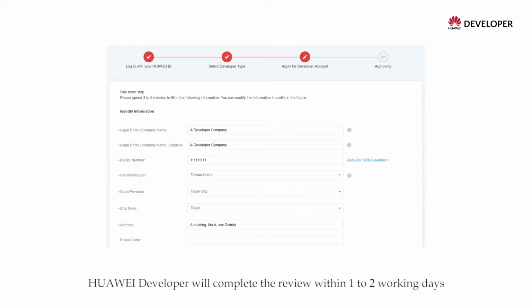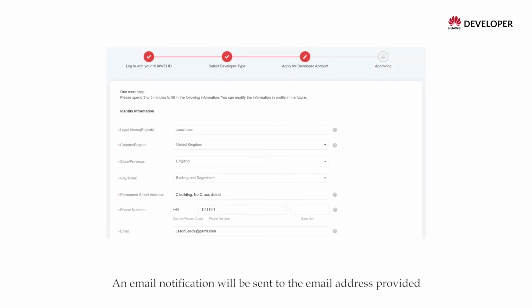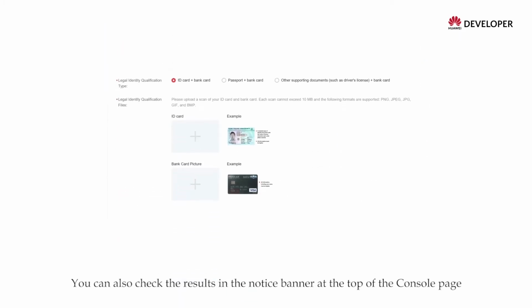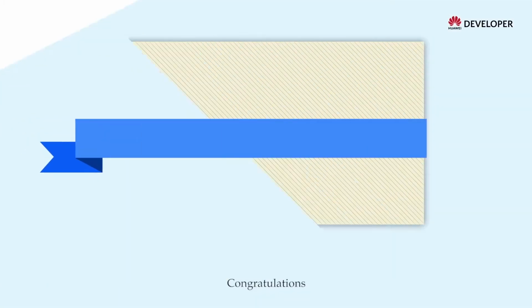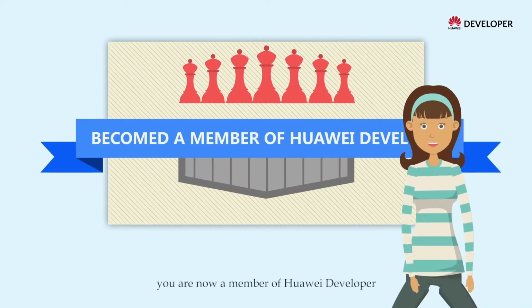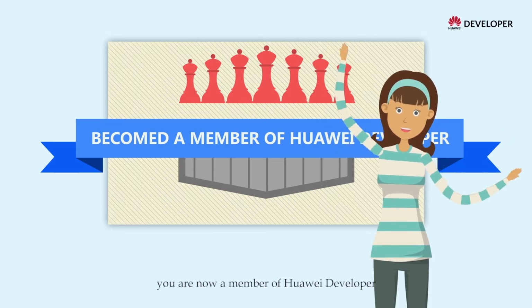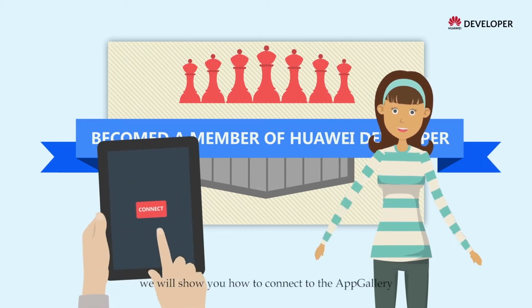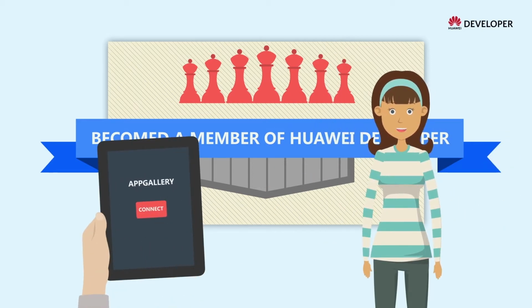Huawei Developer will complete the review within 1 to 2 working days. An email notification will be sent to the email address provided in the contact information once the review is completed. You can also check the results in the notice banner at the top of the console page. Congratulations! By completing all the preceding steps, you are now a member of Huawei Developer. Next, we will show you how to connect to the App Gallery.